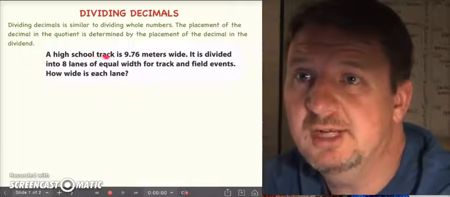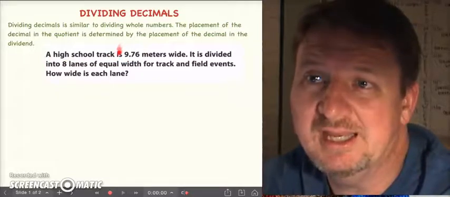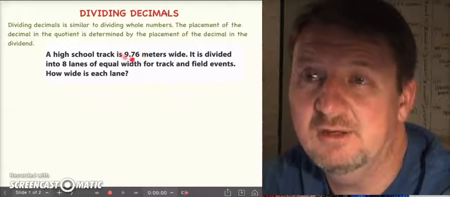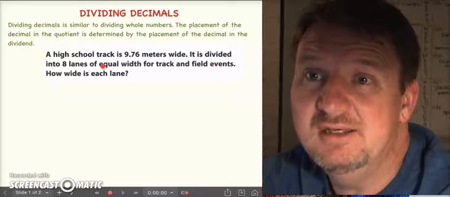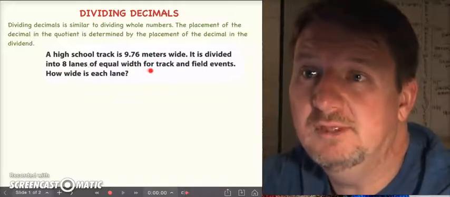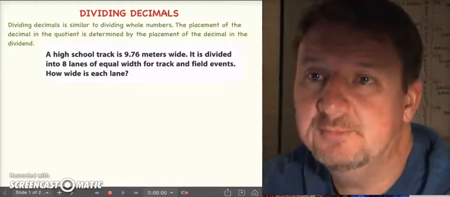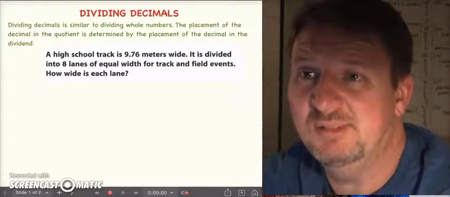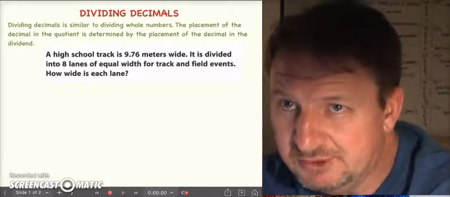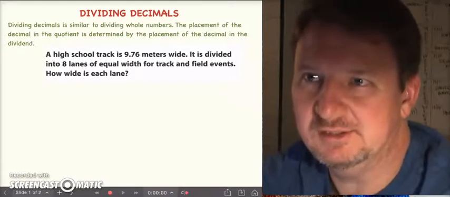I got a high school track that is 9.76 meters wide, or we would say 9 and 76 hundredths meters wide. It is divided into 8 lanes of equal width for track and field events. How wide is each lane? First we need to figure out what exactly is being divided, and hopefully you understand that the track is being divided into equal width lanes.